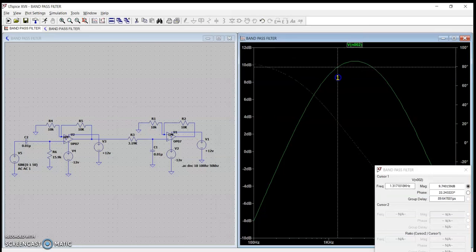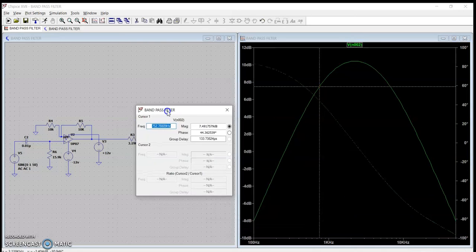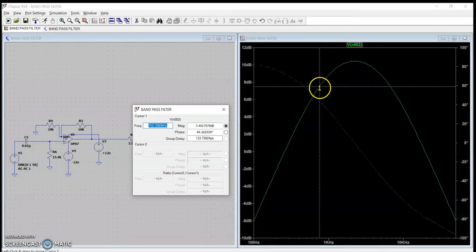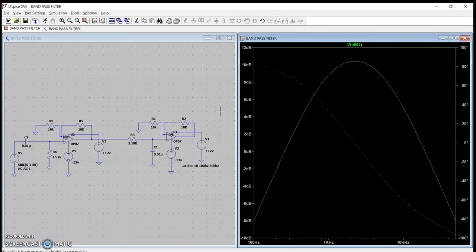So just move this side, then you will get the lower cutoff frequency at 7.4. Yeah, what you're getting is 752 hertz as the lower cutoff frequency practically. Then the higher cutoff frequency is 6.6 kilohertz. So this is how.